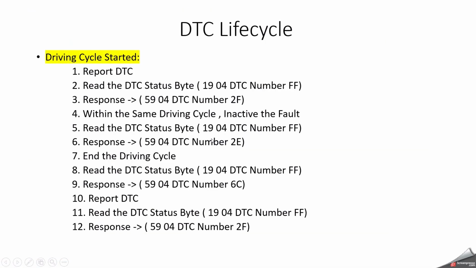Then, within the same driving cycle, I am making the fault inactive and reading the status byte. Then I'm ending the driving cycle, so you can consider that I'm entering the next driving cycle. Then I'm reading the status byte with the same 1904 and getting 6C. Why am I doing all this? Within the same driving cycle, what are all the statuses, and in the next driving cycle, without any other activity, what am I getting? I have mentioned that here.